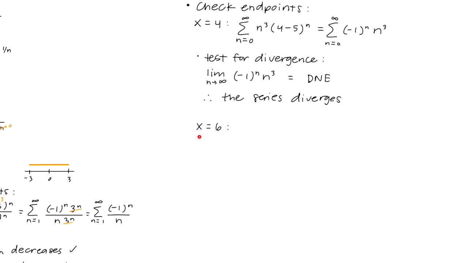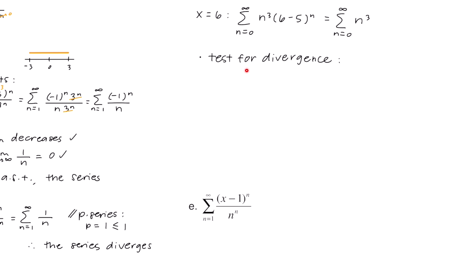So next we're going to plug in x equals 6 into the original series. So we end up getting n cubed times 6 minus 5 to the n. So 6 minus 5 is just 1, and 1 to the n is just going to be 1. So we just get the series n cubed. So we're going to do the test for divergence again. And so the limit as n gets larger and larger of n cubed, this is going to grow without bound. So it's going to approach infinity. So therefore the series diverges by the test for divergence.